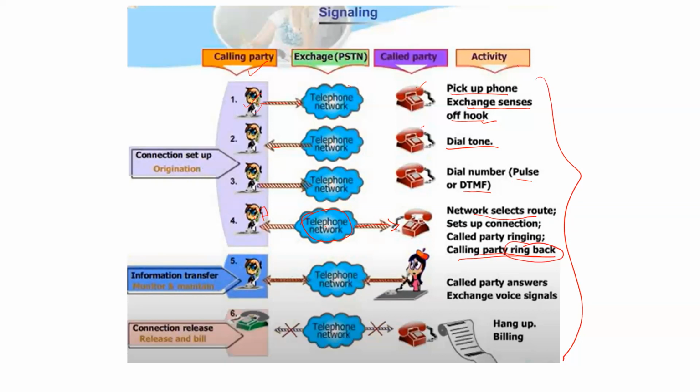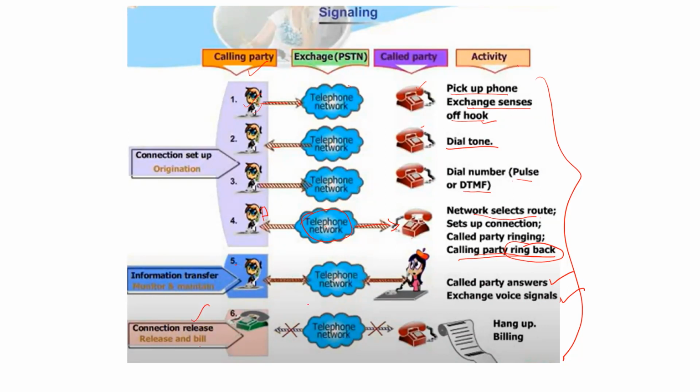That toot, toot, toot means some ringing is happening at the subscriber or at the called party. Now, in the fifth step, information transfer, monitor and maintain. The called party answers, and voice signals are exchanged. A connection has been established, and the exchange of voice signals is being done in this process. In the next step, connection release and bill.